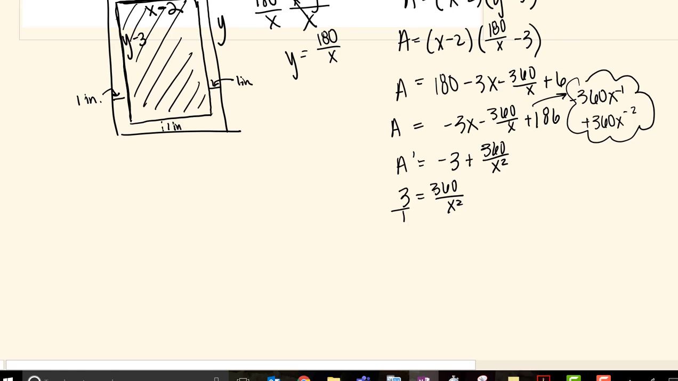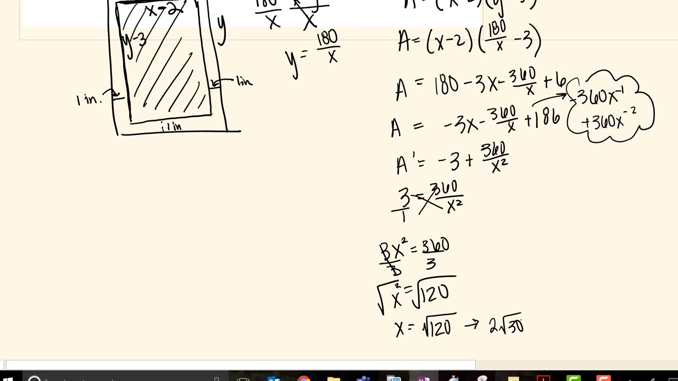I'm a huge fan of cross multiplying, so we're going to do that now. 3x squared equals 360. And then take that square root. So x is going to be, we're going to negate the negative. Normally we would say plus or minus, but because we're optimizing, a negative value is not going to give us optimal. So we're just going to use the positive square root of 120. If I simplify that, you can leave it at positive square root of 120, or you could say, what is that? 2 square roots of 30. Both of these answers work.